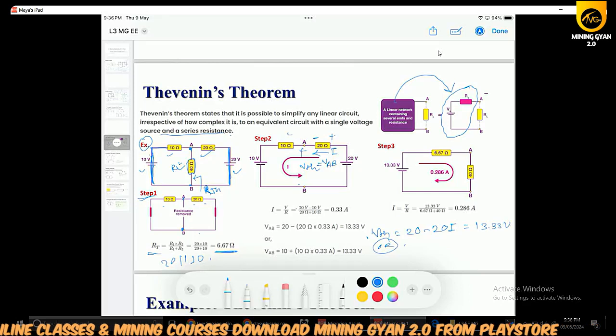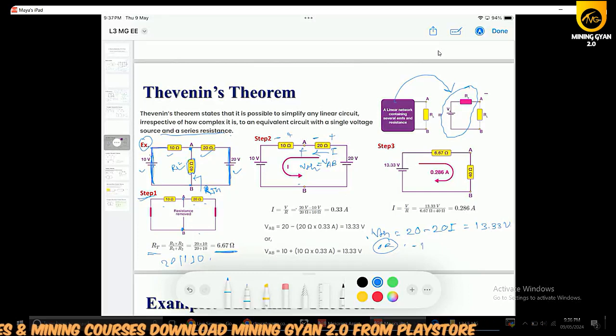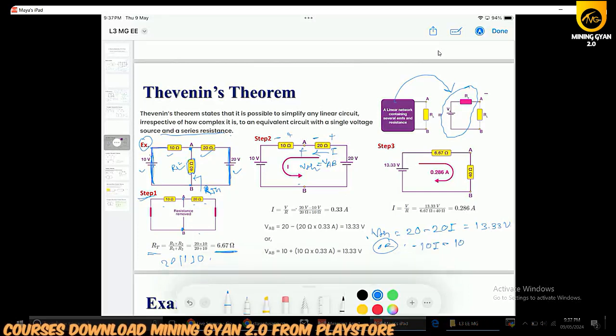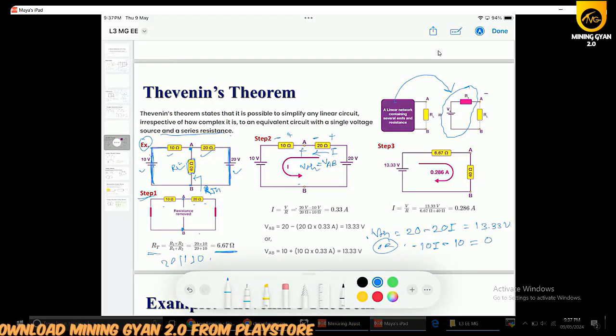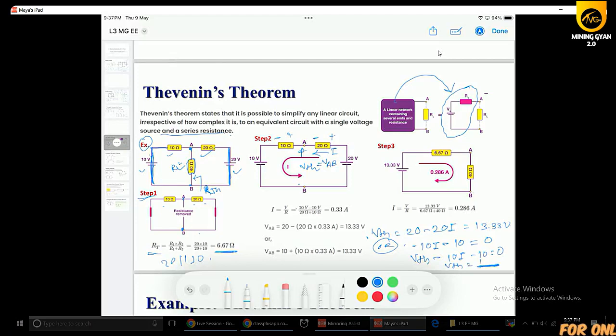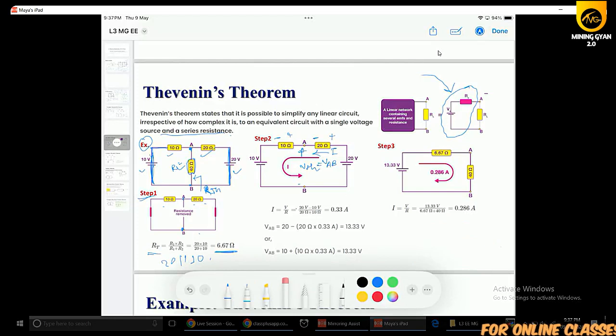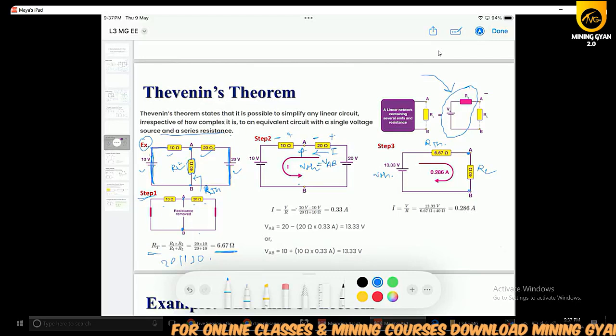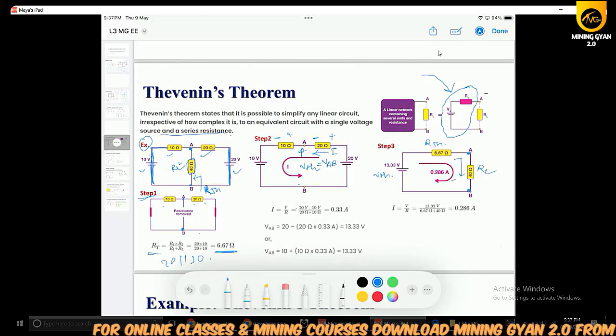Or you can write it like this: if you want to go in this direction, VTH minus 10 I minus 10 equal to 0. Then you can calculate VTH, and that value will be the same. Then in the third step, you already have your VTH value and your RTH value. Then you can connect your load resistance across nodes A and B, and then you can calculate the load current.